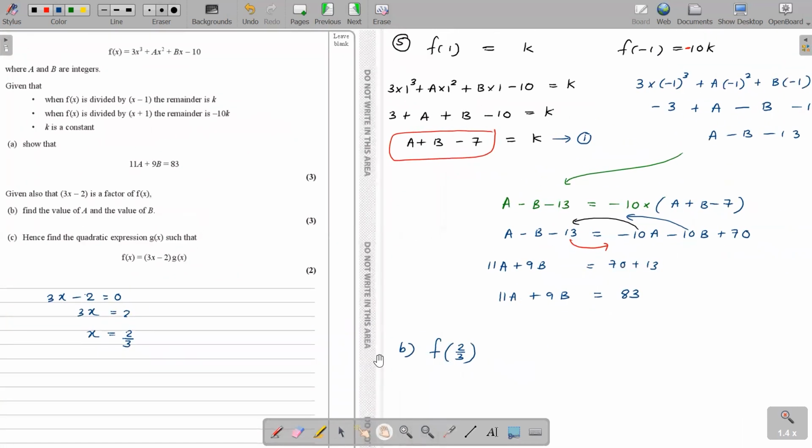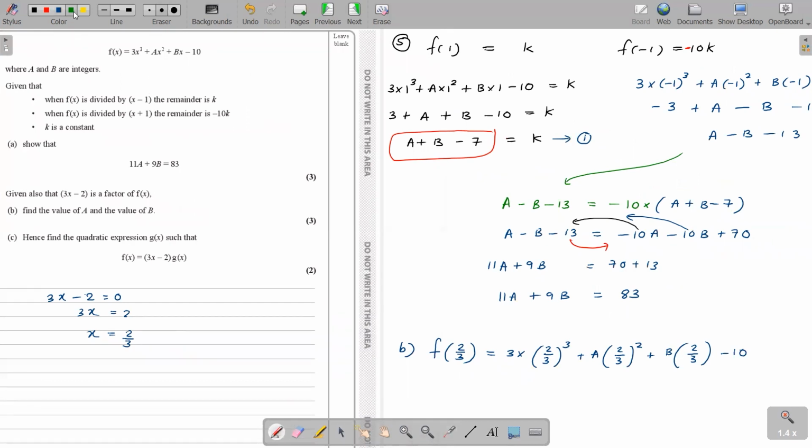Okay, so let's input the value. 3 times x cube, where x cube is (2/3)^3, plus a times x square, which is (2/3)^2, plus b times x, which is 2/3, minus 10. Are you with me? I replaced all the x values here with 2/3.